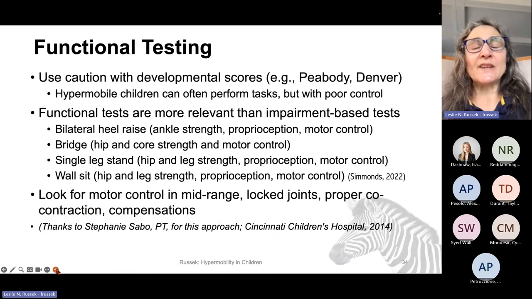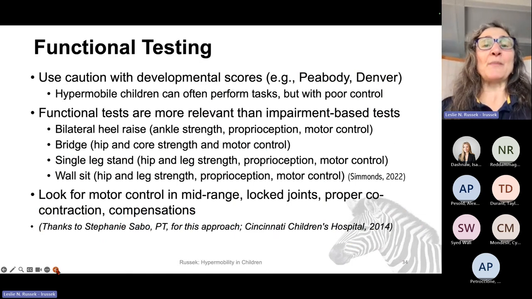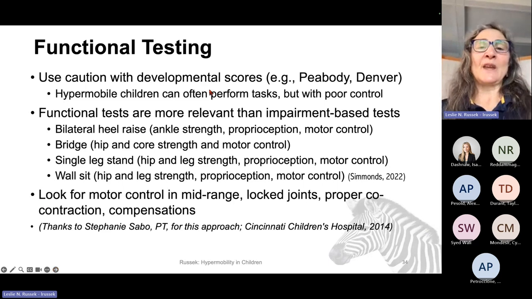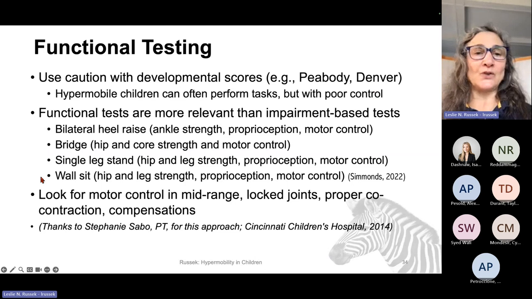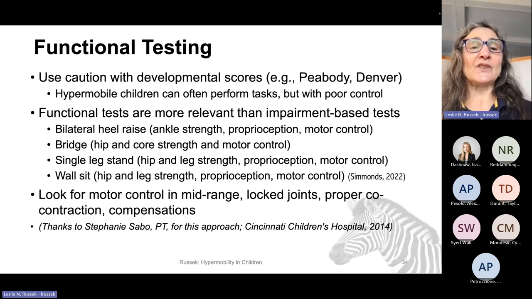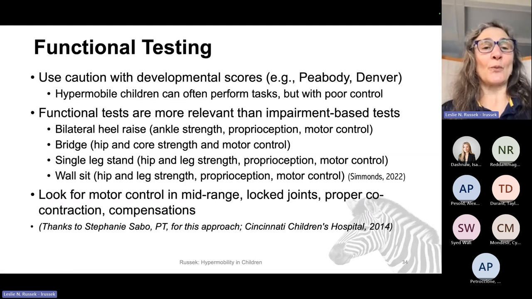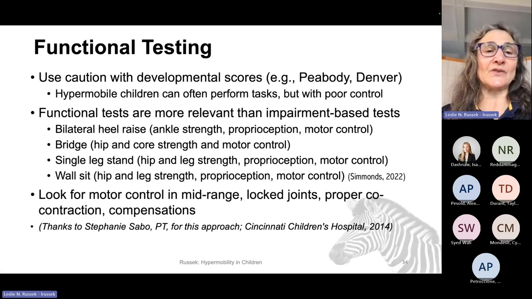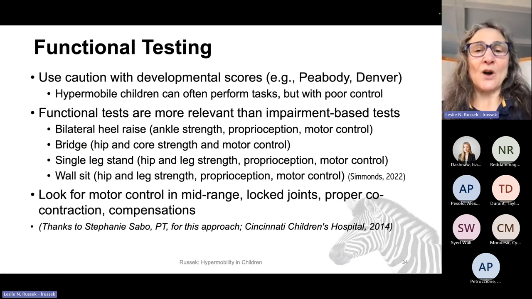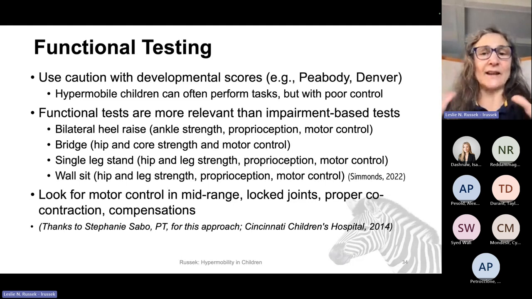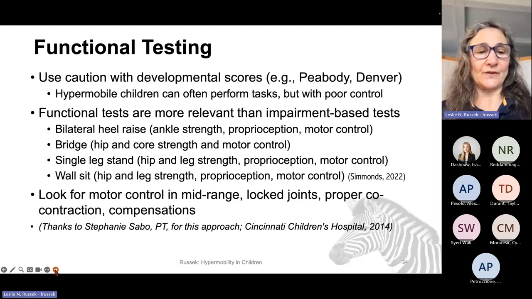So functional testing can be helpful to get beyond just the range of motion. Developmental scores can be helpful, but we really want to know the quality. And a quick set of tests, and I'll show you, these are things you can quickly do in your clinic to see whether these kids have motor control problems. So bilateral heel raise, bridging, single leg stand, and a wall sit. So pediatric specialists kind of honed in on these as assessing a lot of the key problem areas.